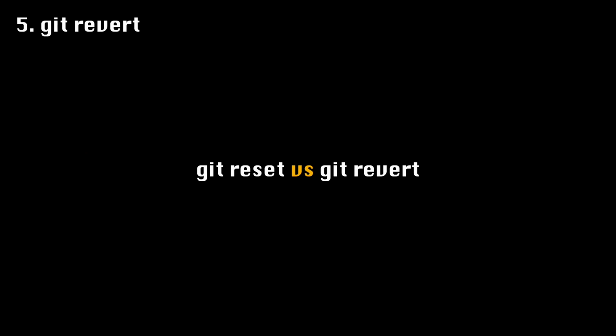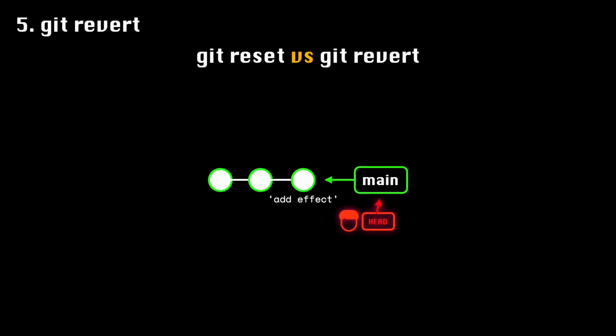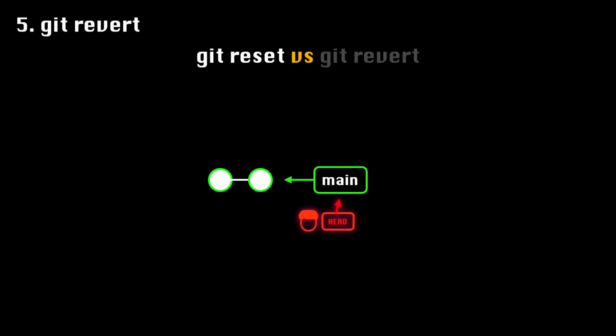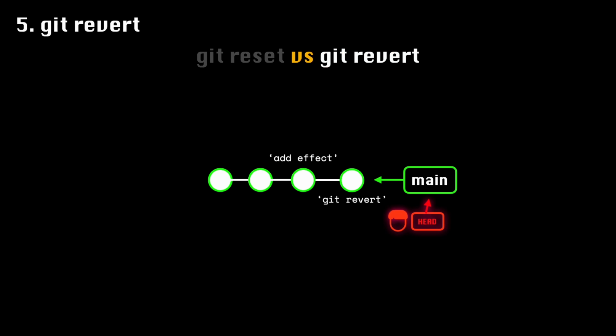Let's now distinguish between git reset and git revert. While both commands revert changes, they do so in very different ways. Git reset erases commits from the commit history, which can be useful when you want to discard or reorganize commits. But it's important to be cautious as it can introduce complications if those commits have been pushed to a shared repository. Git revert creates a new commit that undoes the changes introduced by a specific commit. This means that the commit history remains intact, making it a safer option for undoing changes.